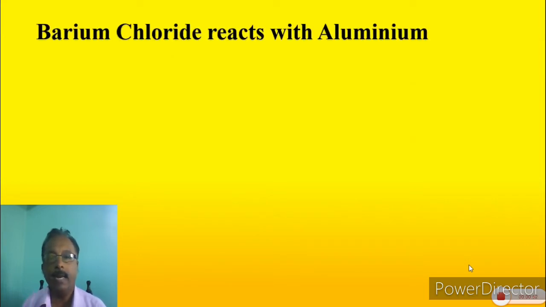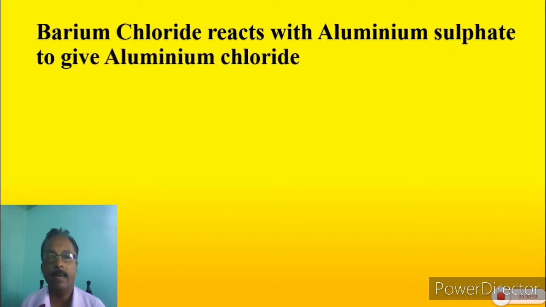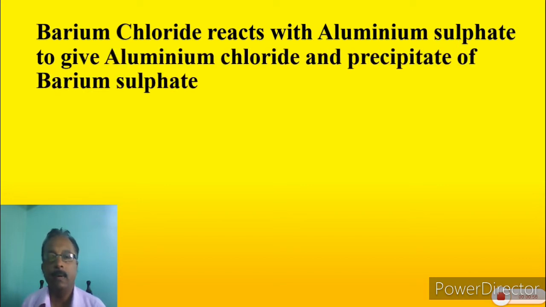So here is equation on the screen. Barium chloride reacts with aluminum sulfate to give aluminum chloride and precipitate of barium sulfate. So here barium chloride and aluminum sulfate are undergoing a change, therefore they are called as reactants. Whereas aluminum chloride and barium sulfate are new substance form, therefore they are called as product.